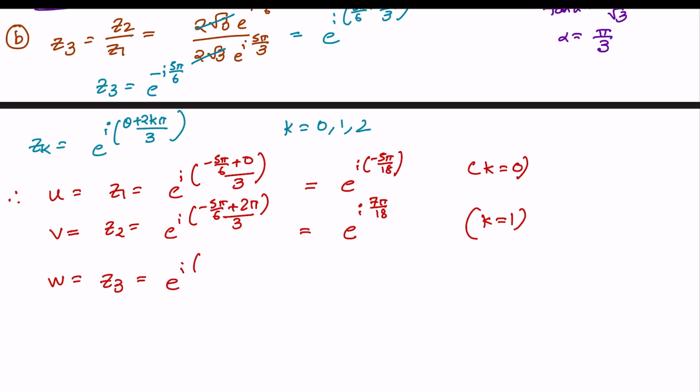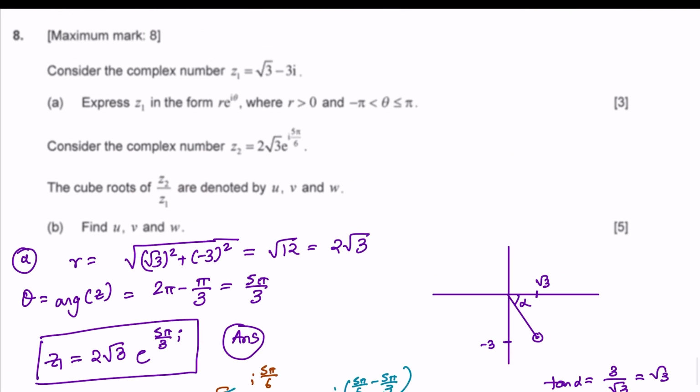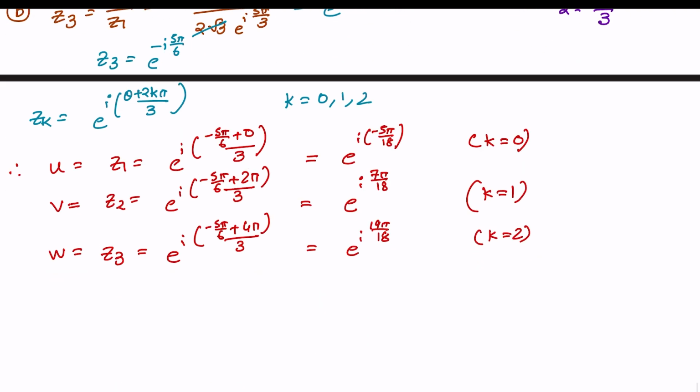E to the power iota minus 5 pi by 6, then if k is 2, it will become 4 pi, which is e to the power iota 19 pi by 18. This is k equals 2. So these are the values of u, v, w, which are the three cube roots of z2 over z1.